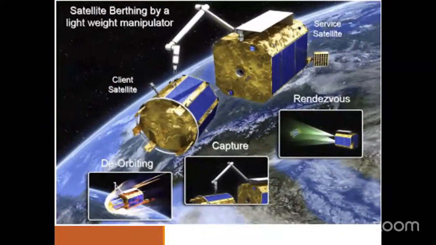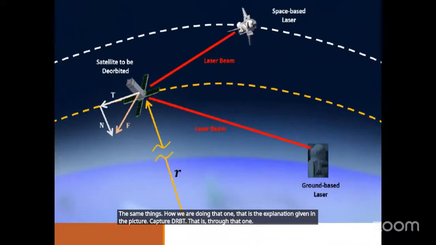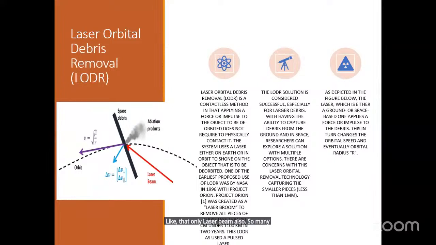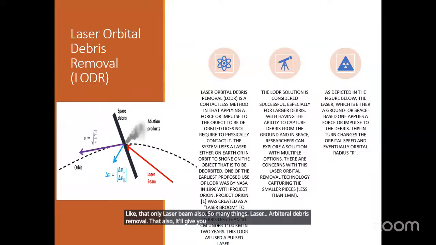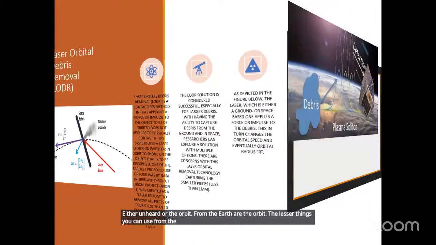The same things, how we are doing that, is explained in the picture. Capture and deorbiting is done through that. Like that, the laser beam also has many uses. Laser orbital debris removal also captures the objects. It applies some force or impulse to the object and deorbits it whenever needed, and the system uses the laser either on Earth or in orbit. We can use the laser from the Earth or from the orbit.